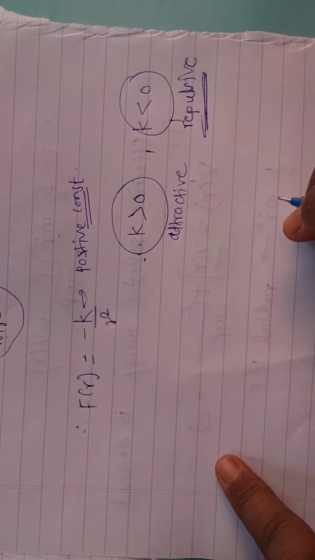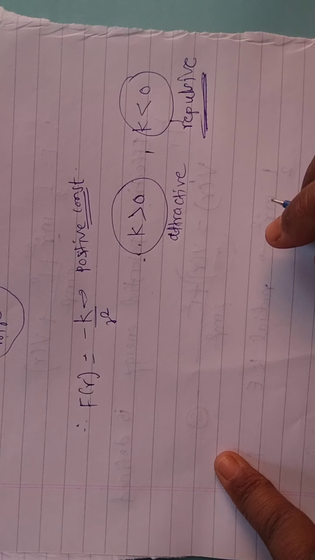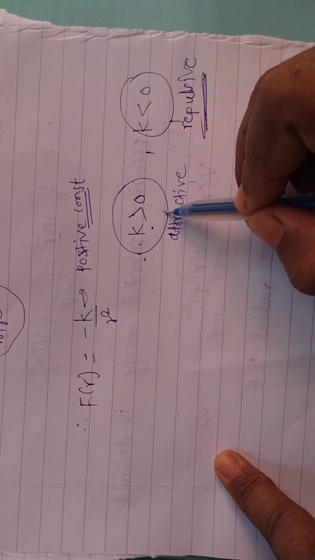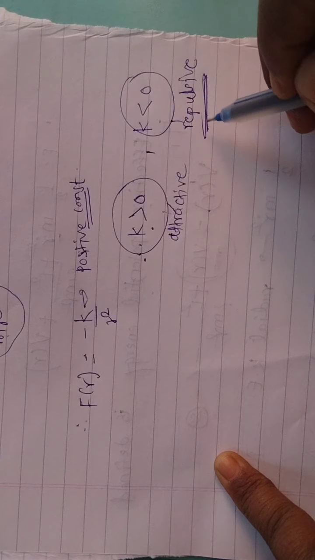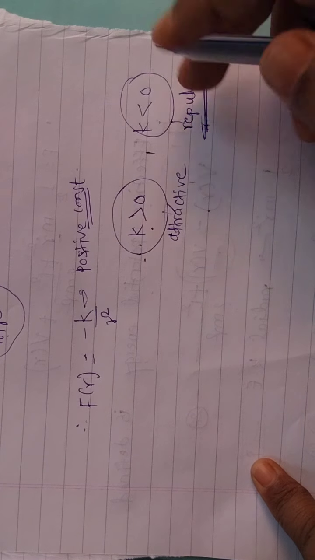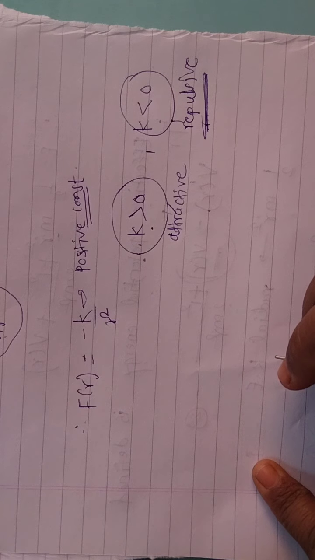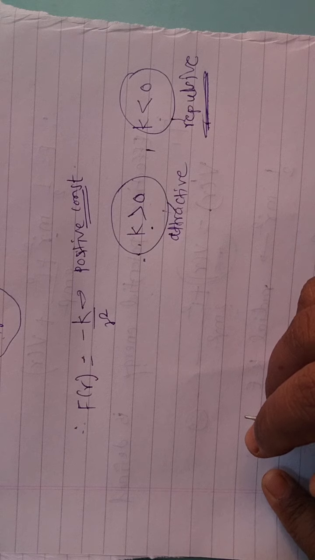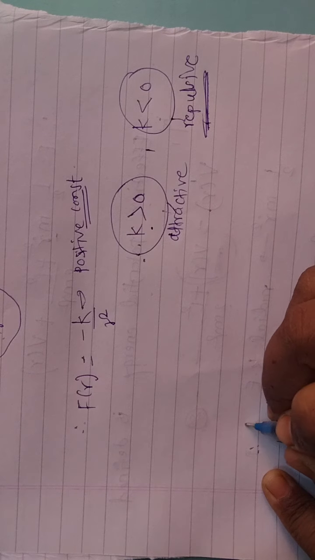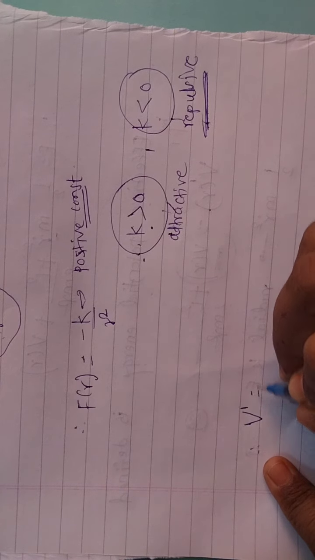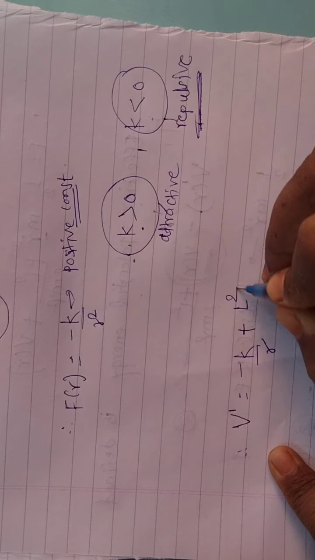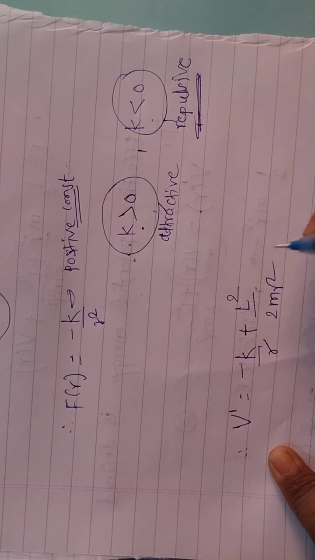Okay, so we know that this central force is either attractive or repulsive. This is dependent upon the value of k. When k is greater than 0, this central force is attractive. When k is less than 0, this force is repulsive. In such a case, the effective potential energy is given by V dash, the effective potential, equal to minus k by r plus L square divided by 2mr square.